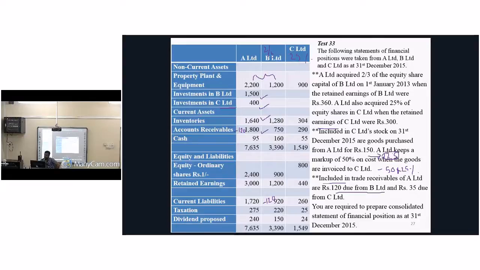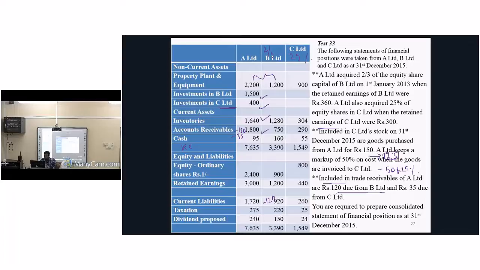Then what about this 35? And 35 due from C Limited. It is associate. Then what do you think? We subtract 35 also from this. But remember, we have to recognize it as separate receivable from associate. It is another compulsory requirement.